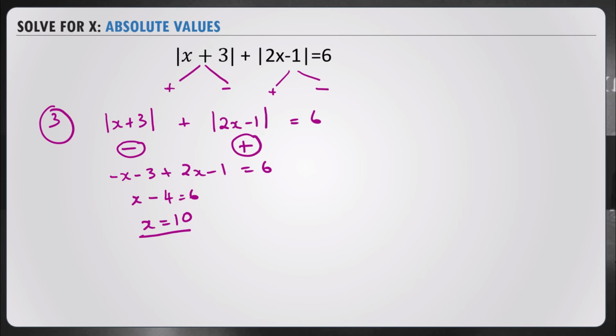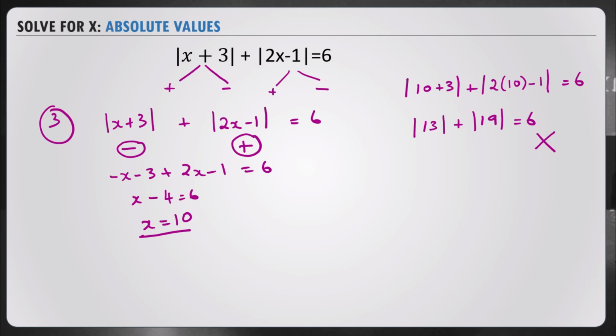Okay, so let's plug x is equal to 10 into the equation. So 10 plus 3 plus 2 times 10 minus 1 should give me 6. All right, 10 plus 3 is 13 plus 20 minus 1 is 19. Will this give me 6? No. So this does not satisfy the equation. So x is equal to 10 is not one of your answers.